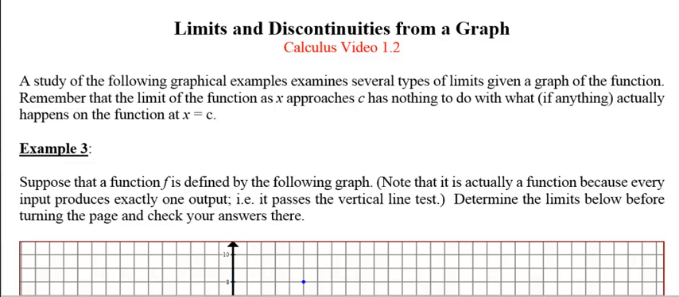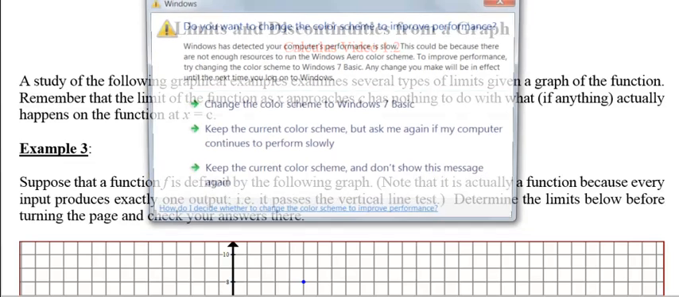So remember, as we go through this, that the limit of a function as x approaches a constant c has nothing to do with what happens, if anything happens, when x actually equals c. It's dealing with what happens when x is near c. As x gets closer and closer to c, we want to find out what happens to f of x, or y, the output. So, let's look at a few examples.